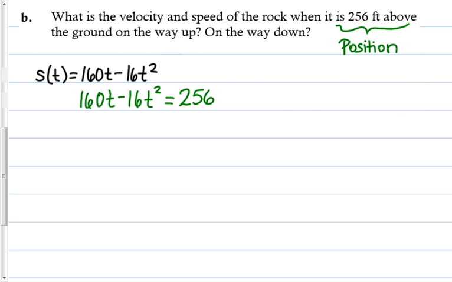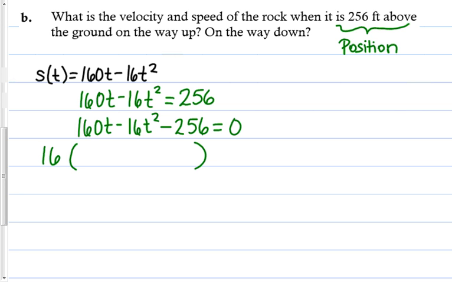The best way to do this is to subtract 256 from both sides, and I end up with an equation that equals 0. That's good because then I can factor this. I see that they have a common factor of 16, so I'm going to pull that out. Actually, let me rearrange this. Hold on. I have this negative 16t squared. Usually when we factor, the squared part is at the beginning. So I'm not digging the negative.